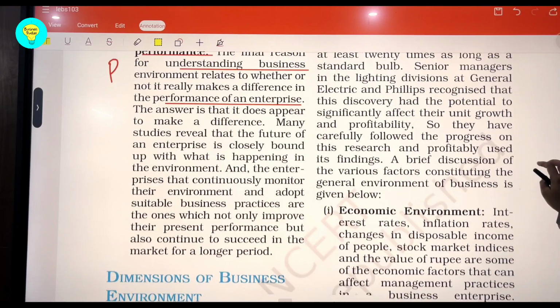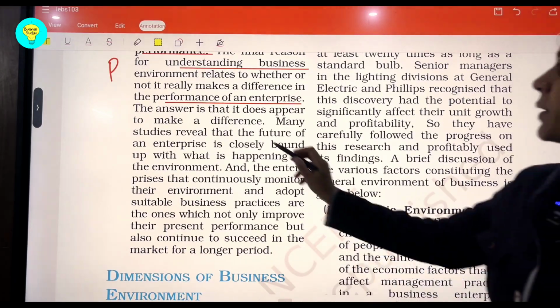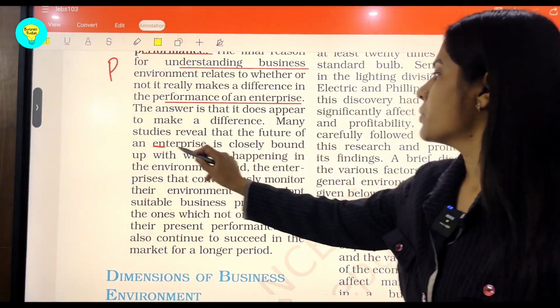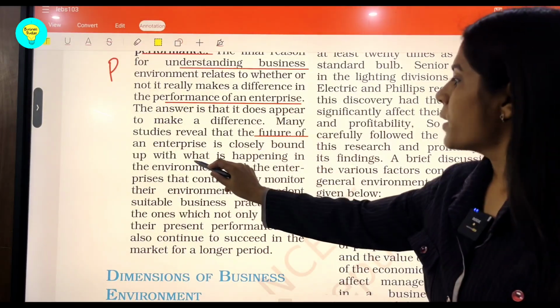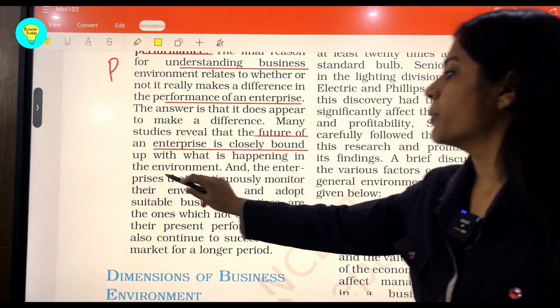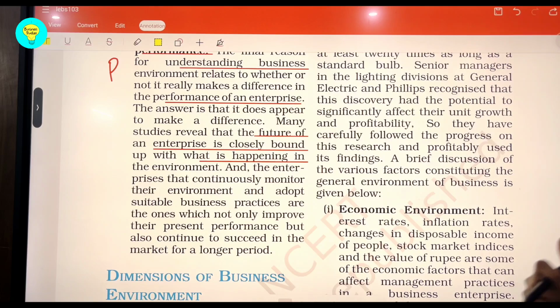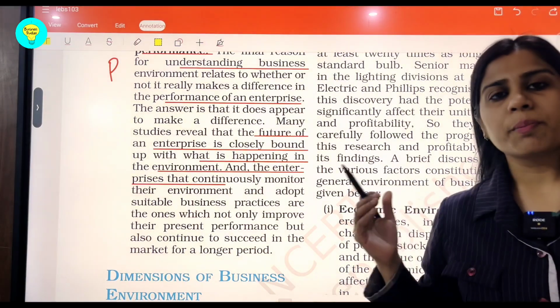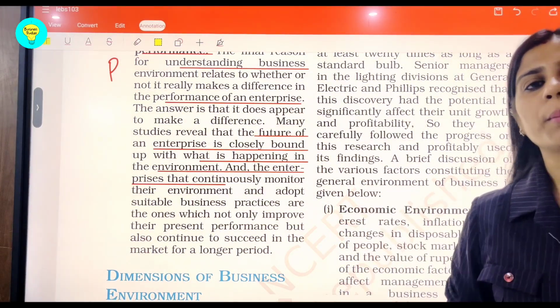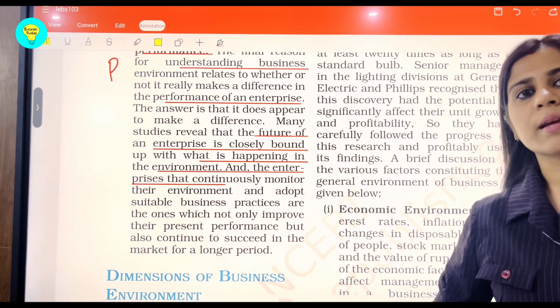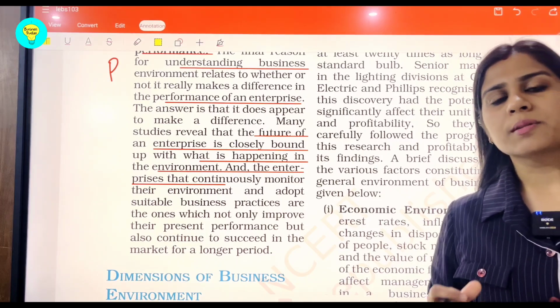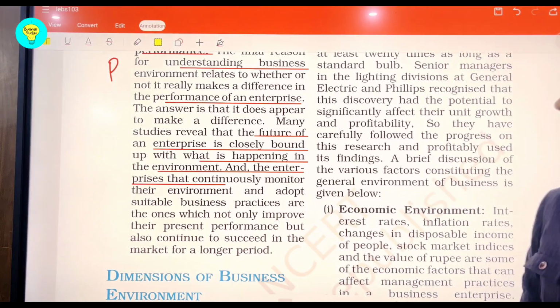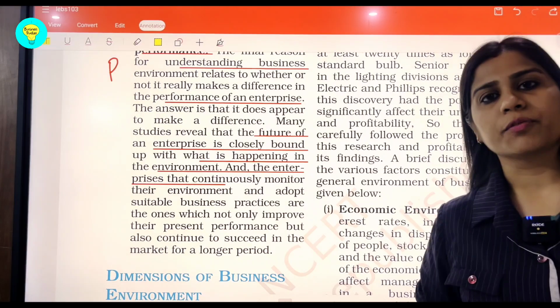So the future of an enterprise is closely bound with what is happening in the environment, because environment is something, students, in the very first initial pages of this chapter, a definition of environment has been given, that it is that segment on which the business has very little control, but still it affects the performance of the business.